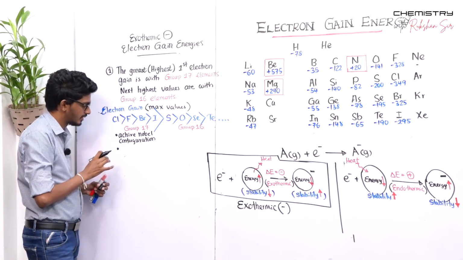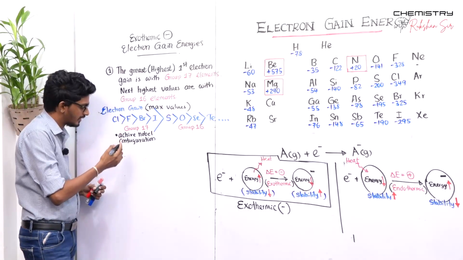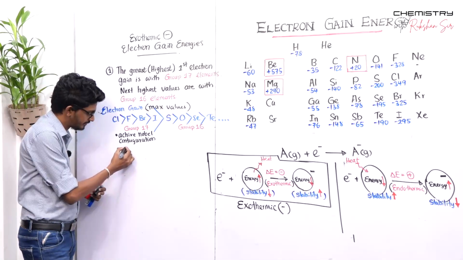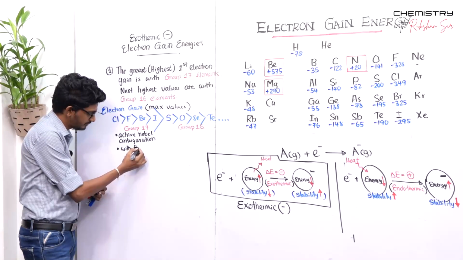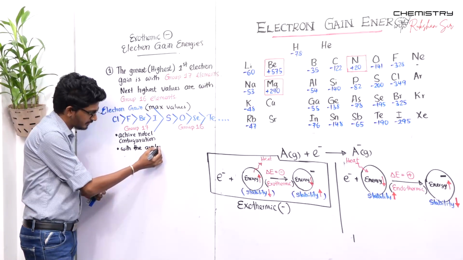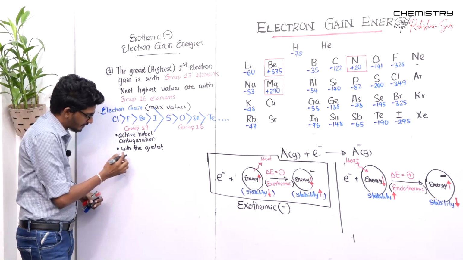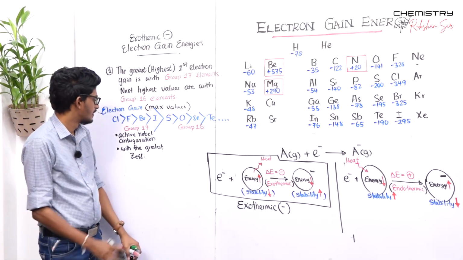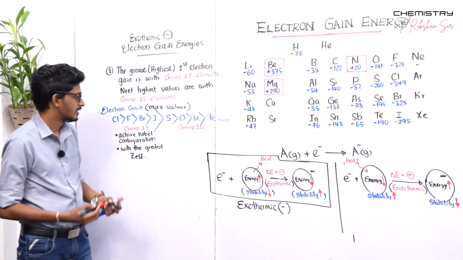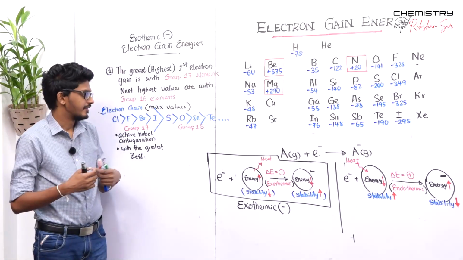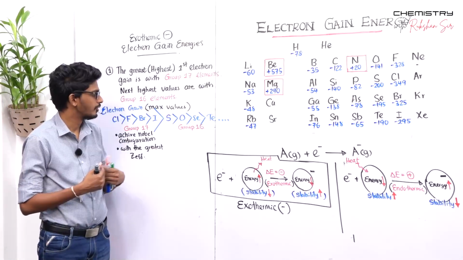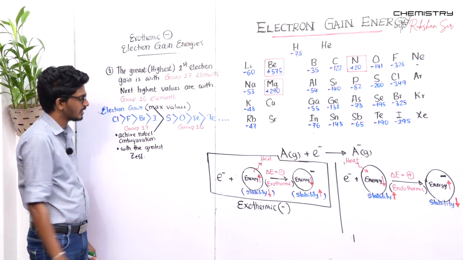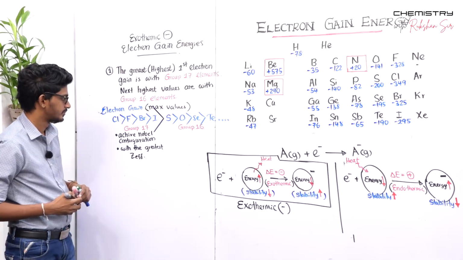And the second thing is that they have the greatest effective nuclear charge. These are the two reasons for group 17s to show the greatest first electron gain. Those are the most keen guys of gaining an electron.